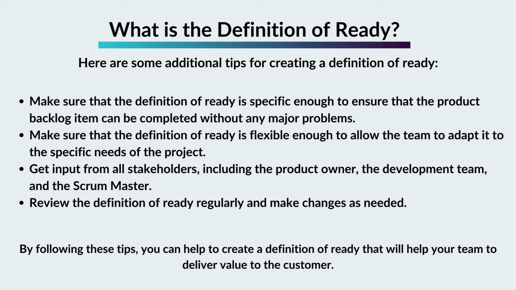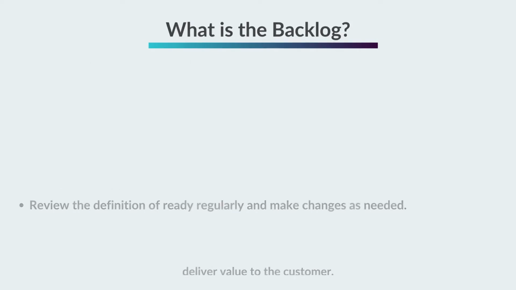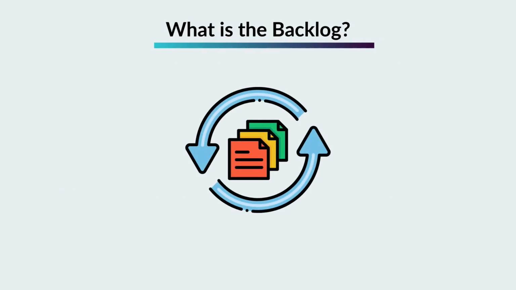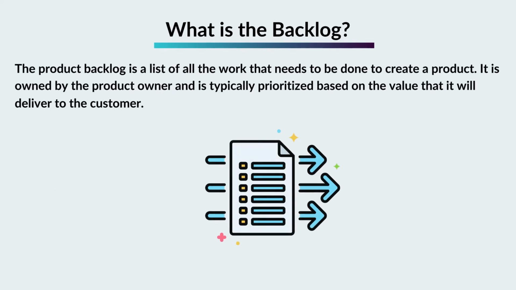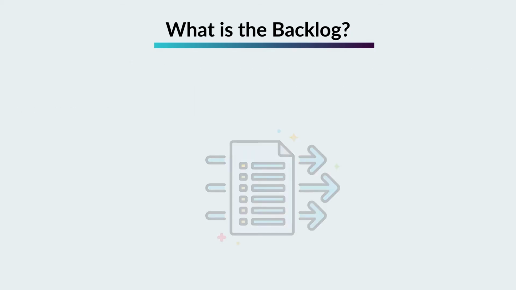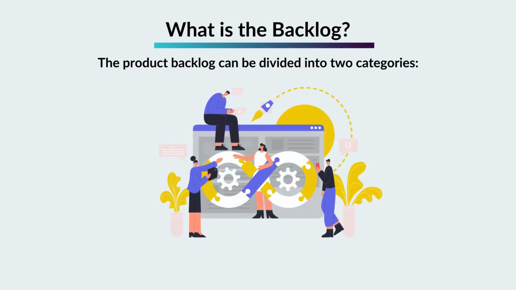What is the backlog? The product backlog is a list of all the work that needs to be done to create a product. It is owned by the product owner and is typically prioritized based on the value that it will deliver to the customer. The product backlog can be divided into two categories.